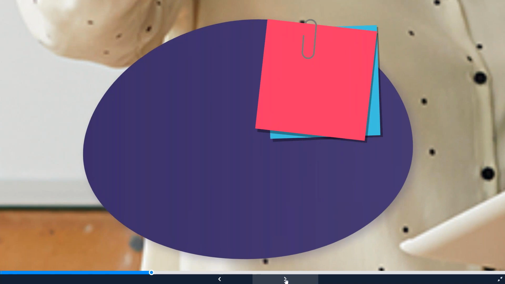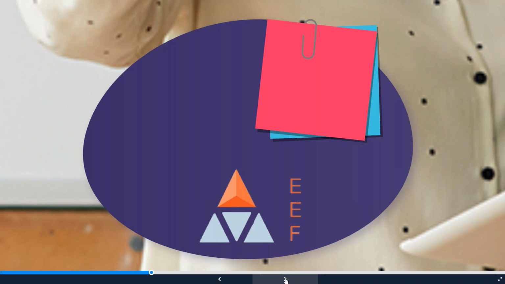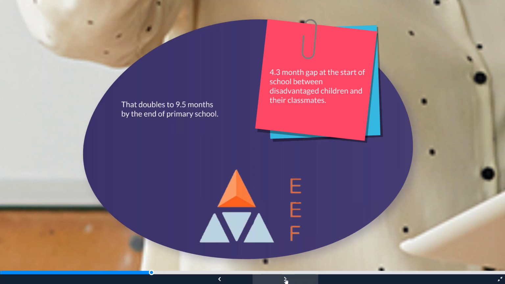The EEF recently released a report showing that the gap in outcomes between students from more disadvantaged backgrounds and their classmates is already evident by the time they begin school, aged 5. Over the next 11 years of full-time education, it worsens. On average, there is a 4.3-month gap at the start of school between disadvantaged children and their classmates. This more than doubles to 9.5 months by the end of primary school, and then more than doubles again to 19.3 months by the end of secondary school.